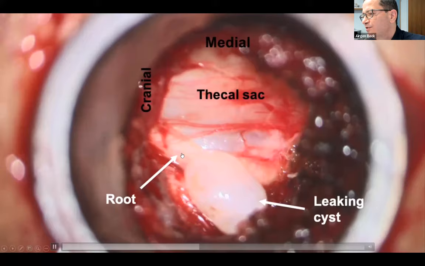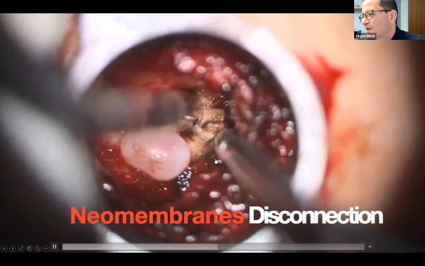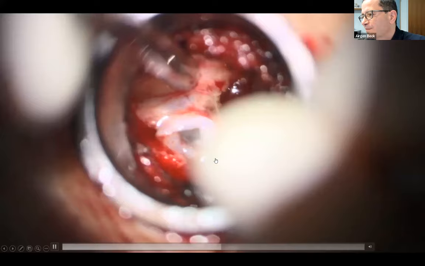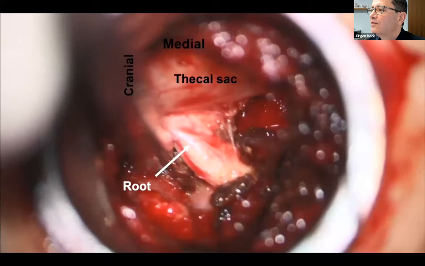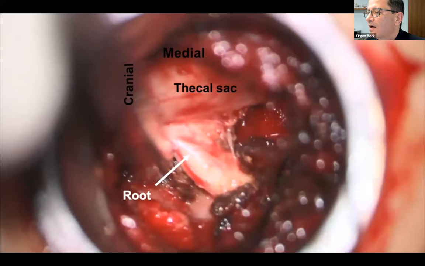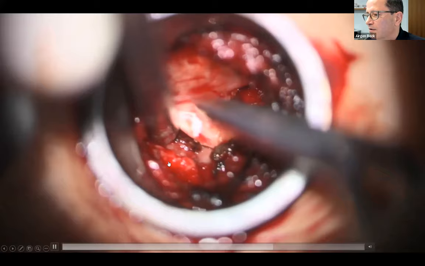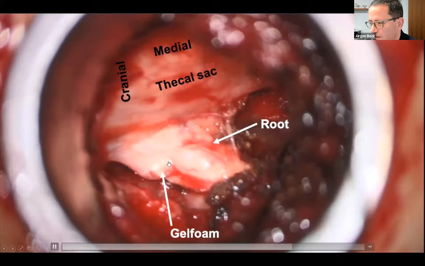Here is the rootlet, and this is the cyst that has been detected on imaging. You can identify your anatomy. You reduce the cyst, you push it just back into the root. And if it is a non-eloquent root, we are on the side to be very humble and secure. And I think this is not enough. It might reopen.